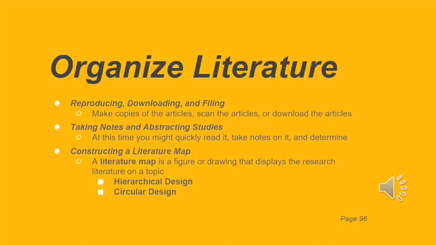When we're reading it, we got to take notes and determine which one should be used and which one should not be used in our literature. And then after we know them, we need to put them on a literature map. Literature map here is shown on page 96. There are two designs that we can use: the first is hierarchical design and the second is circular design.